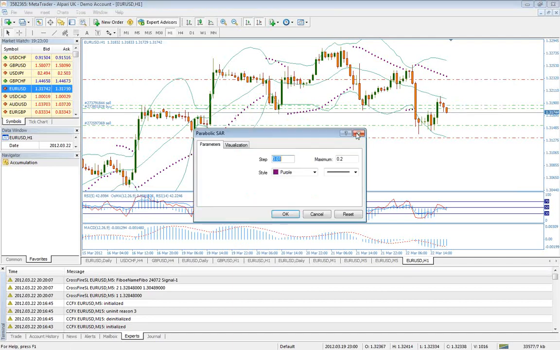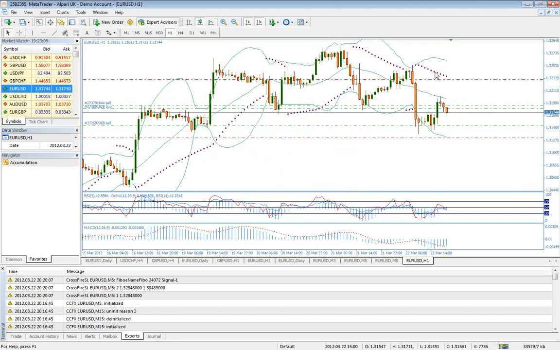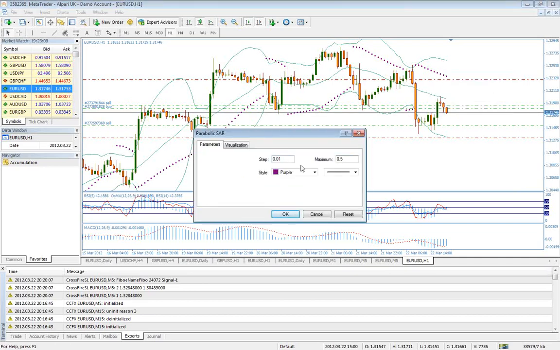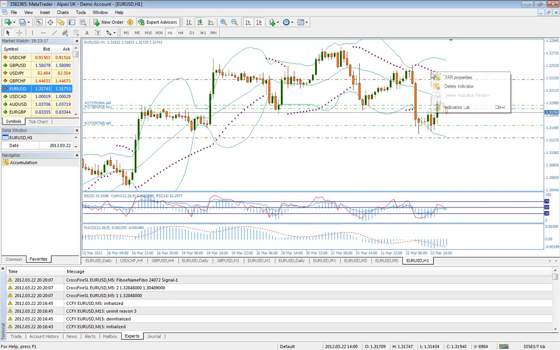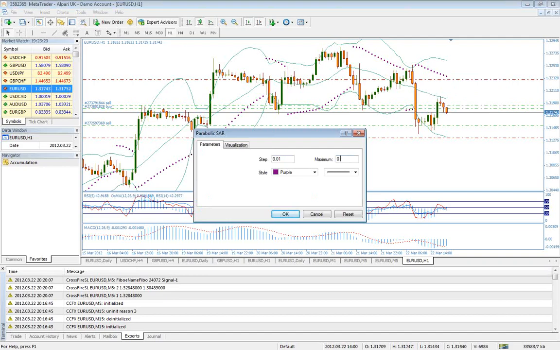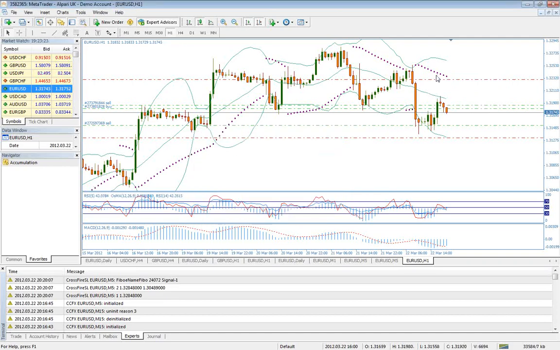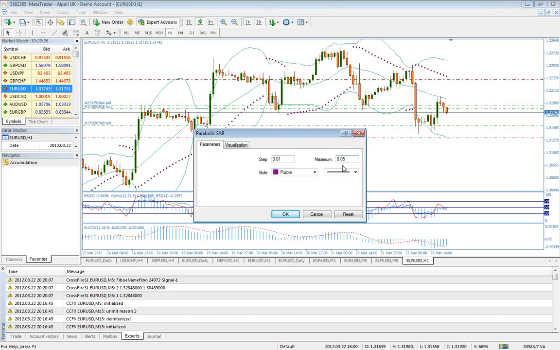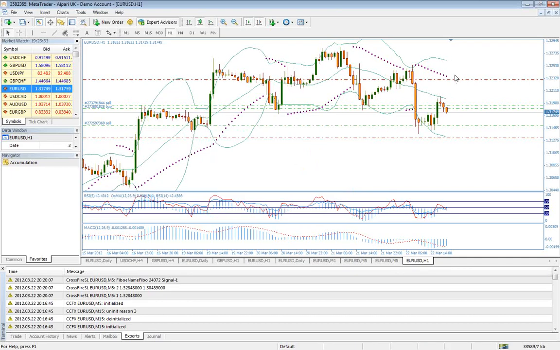And the max is also the maximum. If you set this one bigger, then actually, this is the steps. So the minimum and the maximum steps. If you set this one to 0.01, then it should come closer to your price. No, actually, I'm not sure about the maximum point. I think Wikipedia should have more information about that. But what I know is that the default settings are really nice to look for as your stop loss.